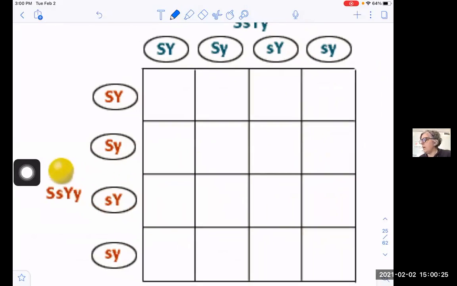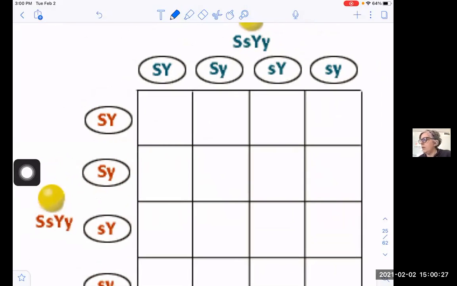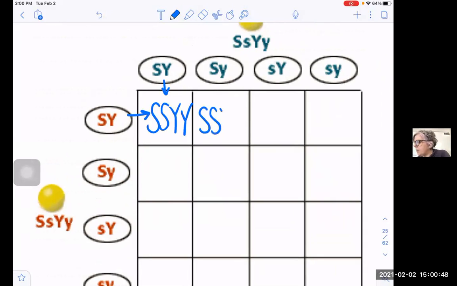So let's go ahead and start filling this in. So we do the same thing we did before where we take 1 gamete from the top and 1 from the side and we combine them to make that baby. Big S, big S, big Y, big Y. And then we move to the next one. Remember, we're keeping S's together. And then Y's go second. Dominant before recessive for the same letter.